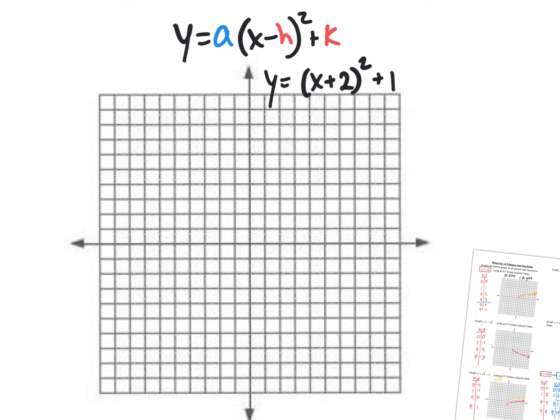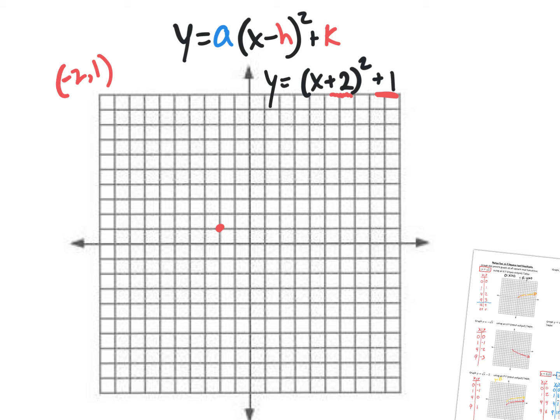How would we graph it? We would identify the most important point. What's the most important point? And what is that vertex? -2, comma 1. Okay, so let's go to -2, comma 1. Put a dot right there. And then, do you guys remember what we would do next to get coordinates for that parabola?